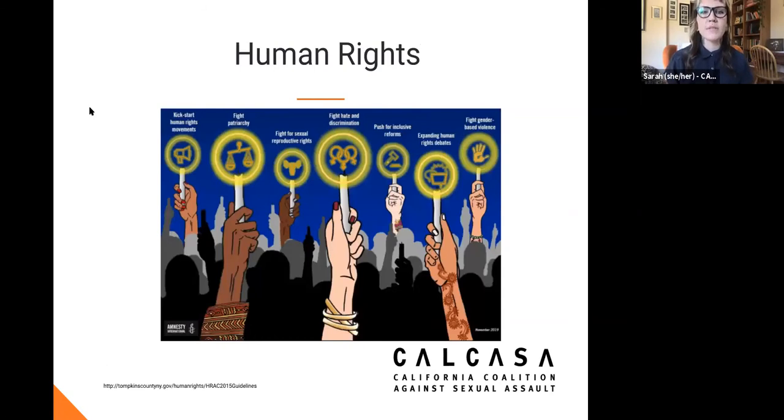Very simply, the human rights perspective views sexual assault and domestic violence as violations of the fundamental rights of all people. So the human rights perspective acknowledges that humans are born having these fundamental rights, not just privileges, and to be free from interpersonal violence and sexual violence is a basic human right. So we'll be approaching prevention through that perspective, through the human rights framework.